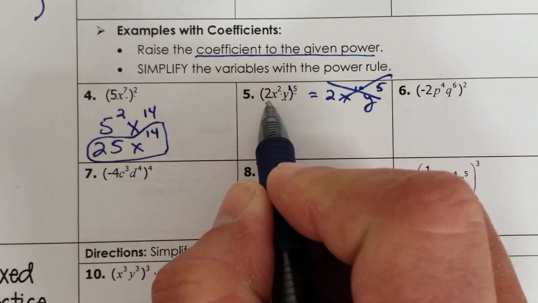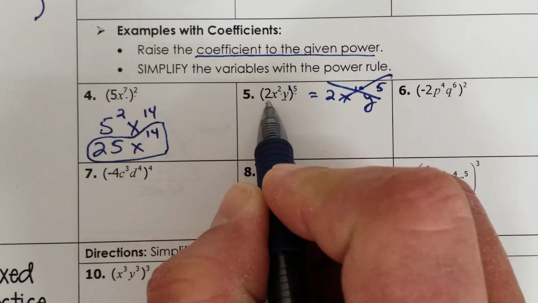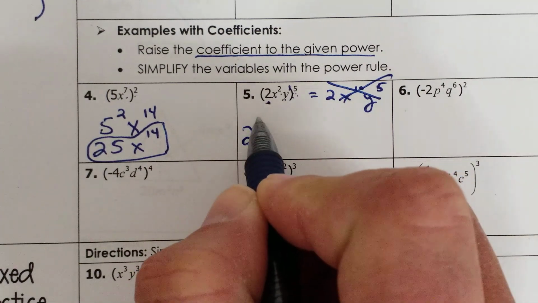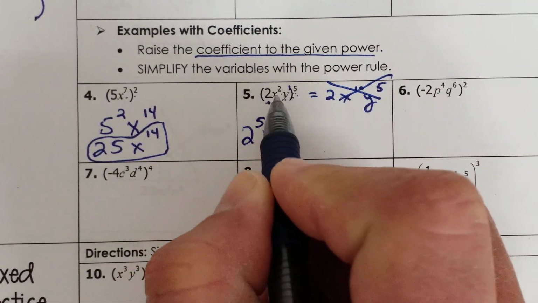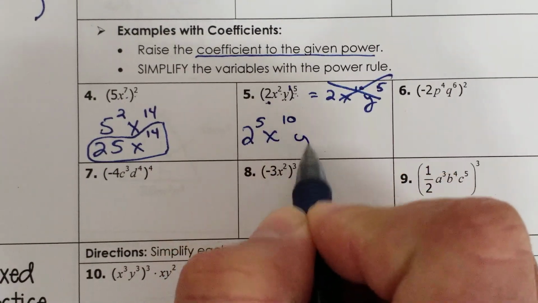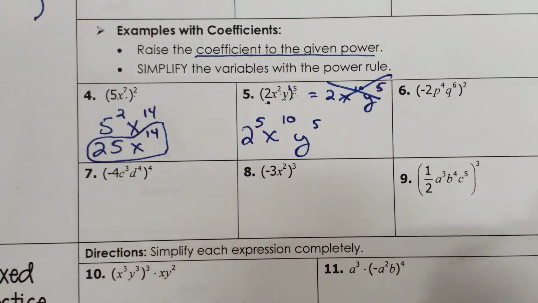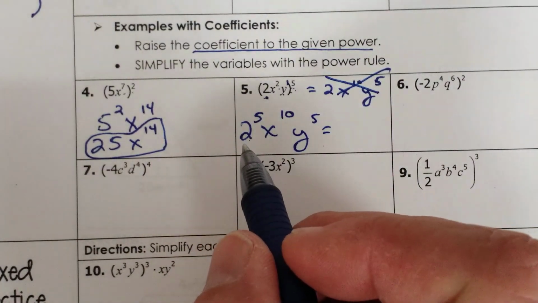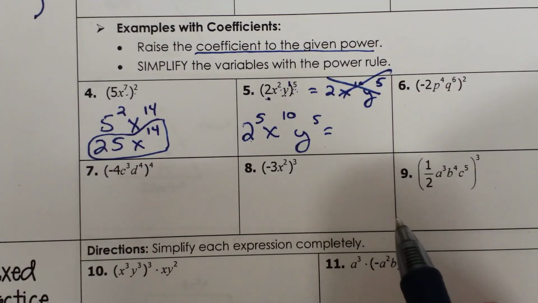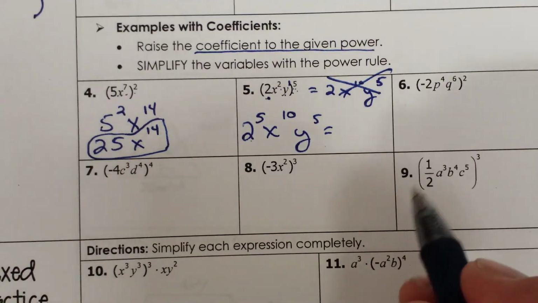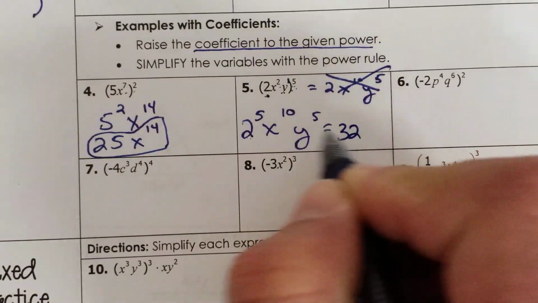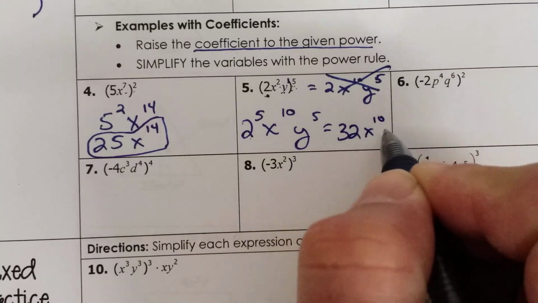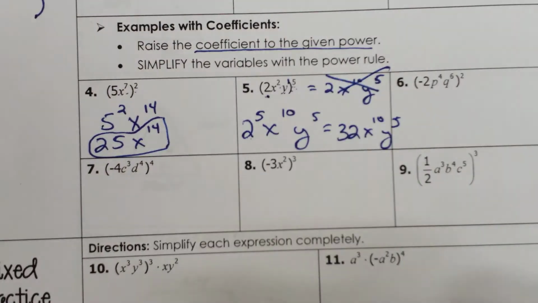But the coefficient here, this 2, the big 2, I have to raise that to the fifth power as well. And then the x, 2 times 5 is 10, and y, 1 times 5 is 5. And now I have to finish this because I can figure out what 2 to the fifth power is. 2 times 2 times 2 times 2 times 2 is 32. X to the 10th, y to the 5th.